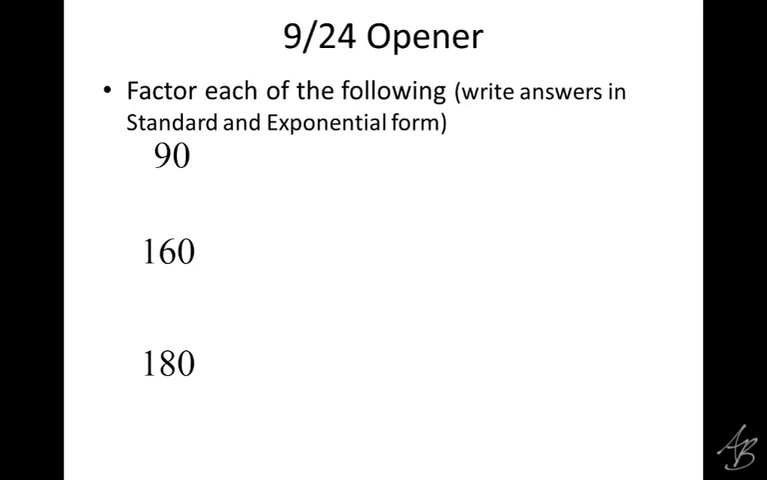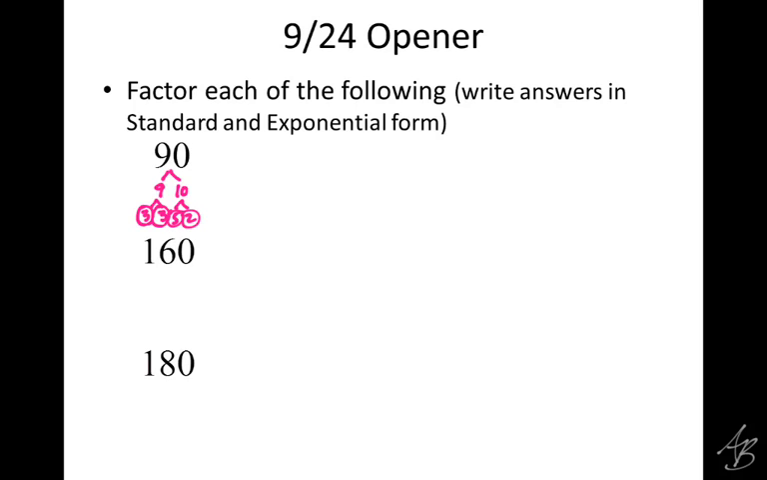So who wants to help me with the 90? Travion? 9 and 10. All right, is either of those prime? No, so we need to keep going with both of them. Okay, so how about that 9? Travion? 3 and 3. Okay, are those prime? Yeah, those are prime. We can't factor them anymore, so we'll circle those. How about that 10? 5 and 2. Okay, and those are both prime, right?